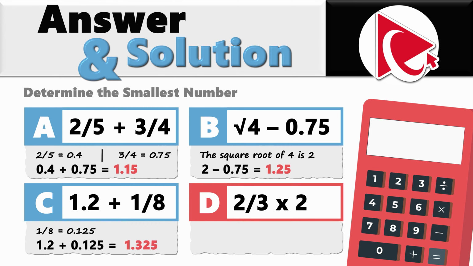And in choice D, we have 2/3 multiplied by 2. 2/3 multiplied by 2 equals 4/3, and 4/3 equals approximately 1.33, since the number of digits after the decimal point goes into infinity.